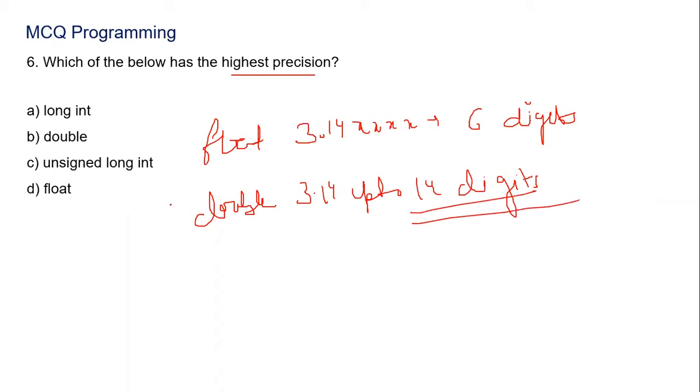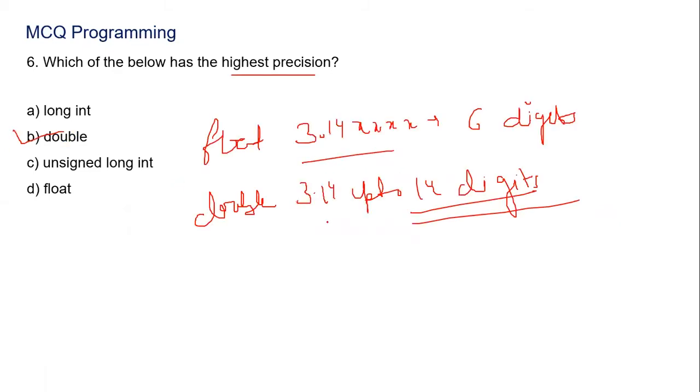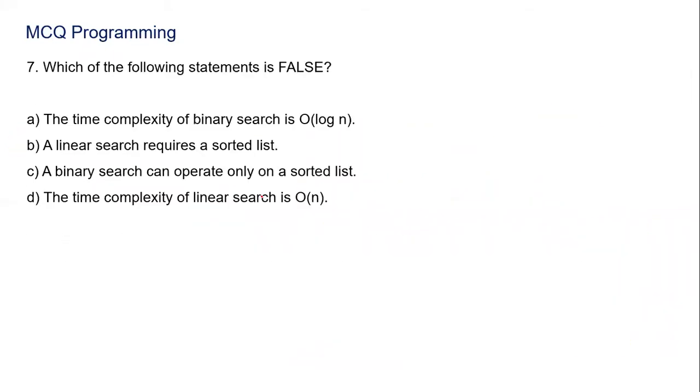So which has the highest precision? Of course, by default, double has the highest precision, right? Double has the highest precision. I have given the explanation over here as well. You can read this part, but I have already explained it in the previous video, so I am just skipping that part.